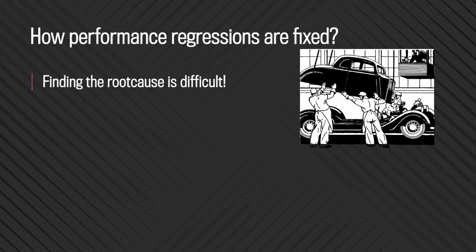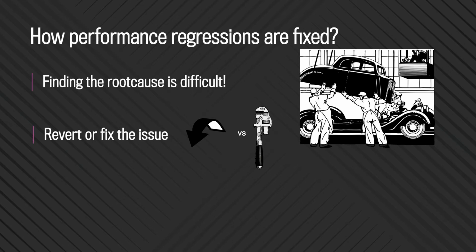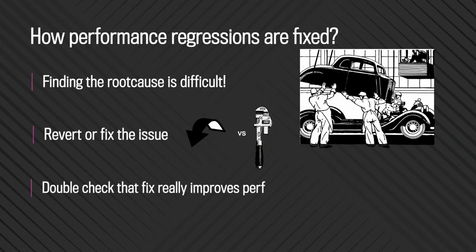What is next? Well, now performance engineers need to figure out the root cause of the issue, which might be difficult, since in a big code base there are thousands of commits every day, and they would have to find the root cause in so many commits. It's like finding a needle in the haystack. Okay, once they found the root cause, let's assume this is done, then they have to decide what to do with it. Revert the issue quickly to prevent any more damage to the user, or try to fix it. Once this is decided, finally, now they need to ensure and double check that the fix really improves the performance.